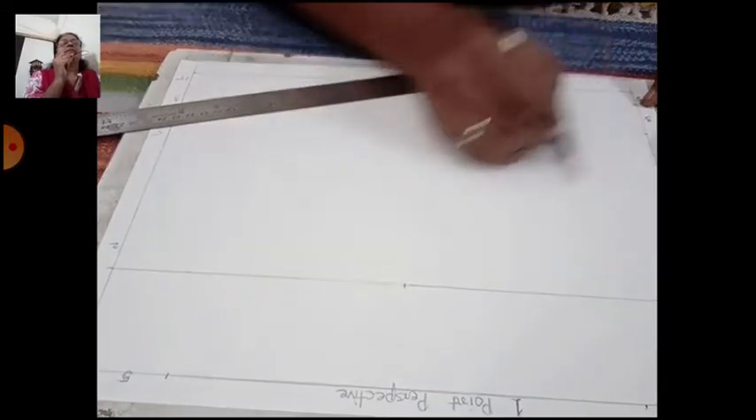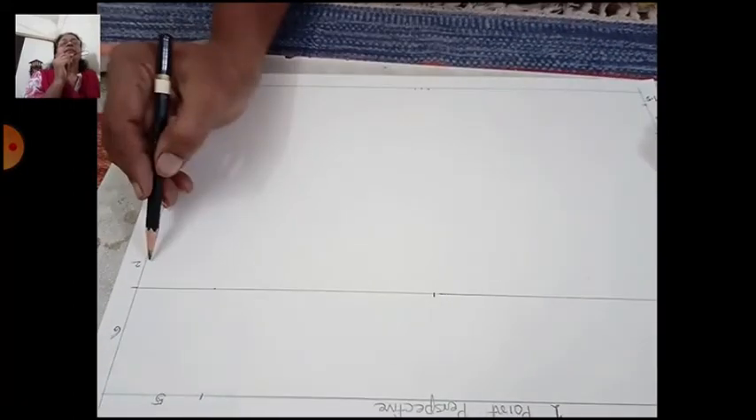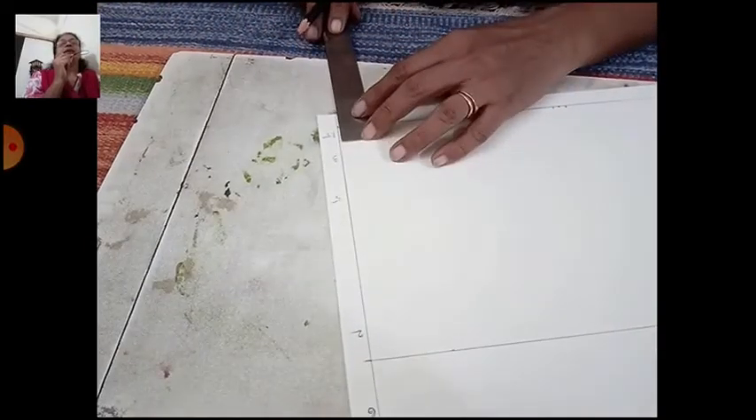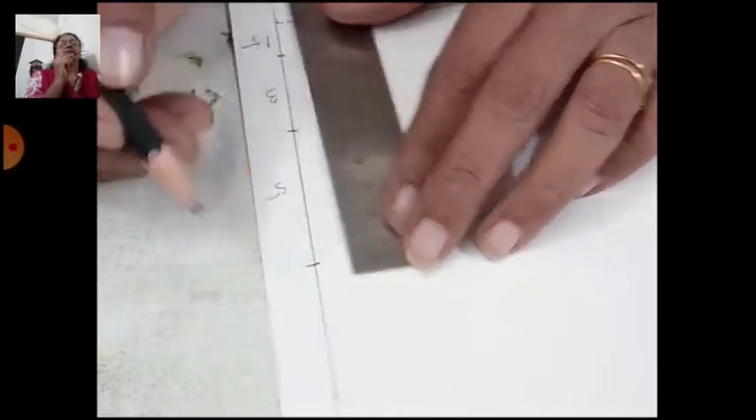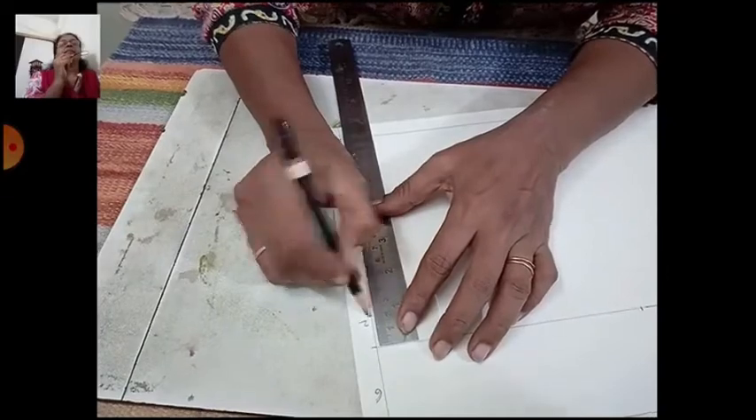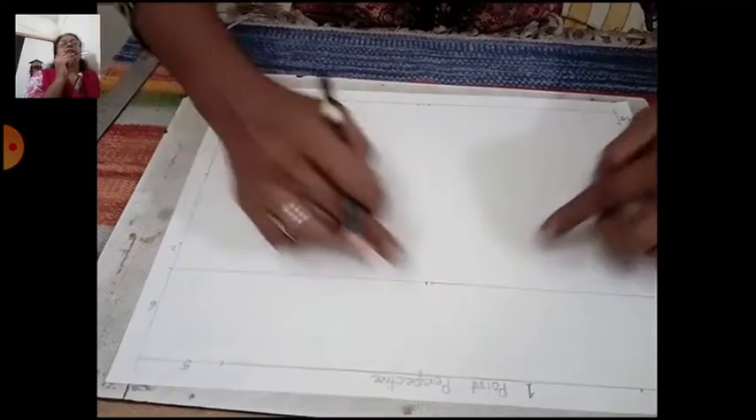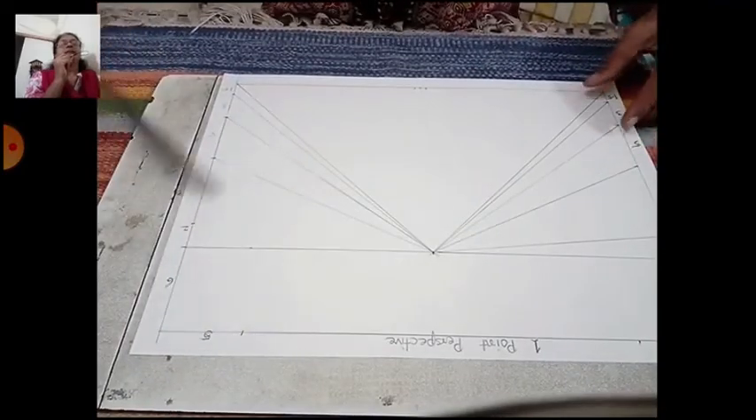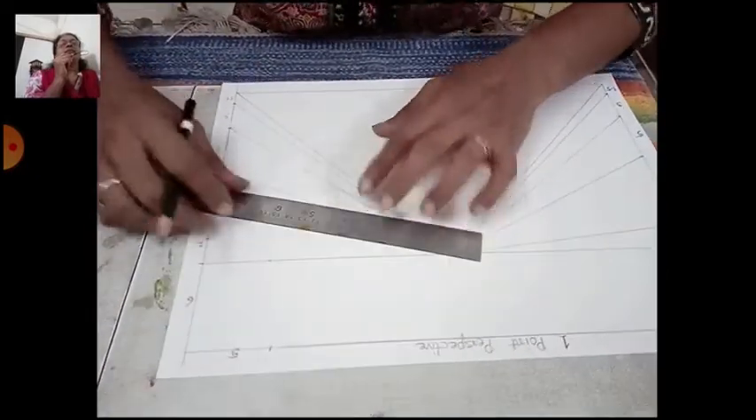All the lines 1.5 then 3 meet at one point. Then take here distance also 1.5 from downside, take 3 centimeter and then 5 centimeter here. Okay, and all the points meet at one point. See, with the measuring scale you draw lines like this.